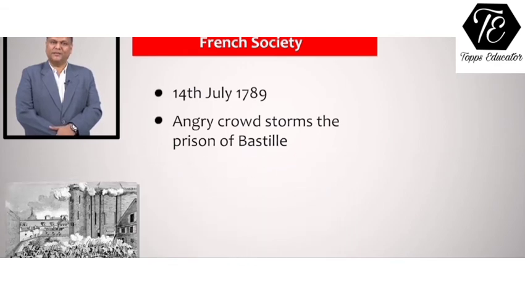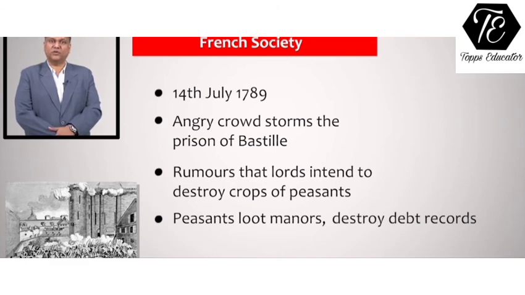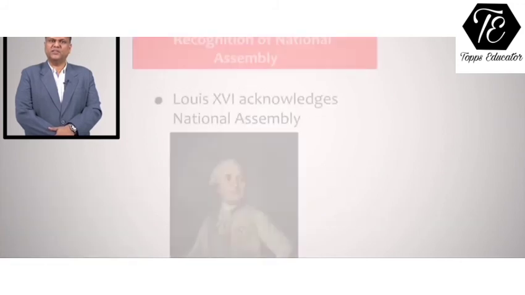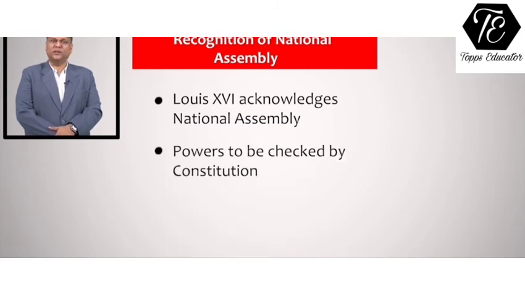In the countryside, rumors spread from village to village that the lords of the manor had hired bands of brigands who were on their way to destroy ripe crops. Caught in a frenzy of fear, peasants in several districts attacked the chateaus, the manors. They looted hoarded grain and burned down documents containing records of manorial dues. Faced with the power of his revolting subjects, Louis XVI finally accorded recognition to the National Assembly and accepted the principle that his powers would from now on be checked by a constitution.